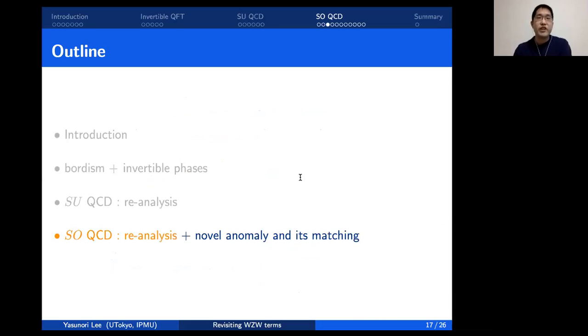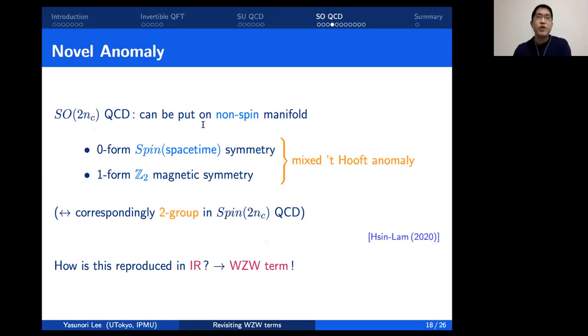So far, we have reanalyzed SU and SO QCDs, but for SO QCD, there's an additional interesting story involving a novel symmetry and the anomaly associated to it. So I will discuss this novel anomaly and its matching for the rest of the talk. And from now on, we take the number of colors to be even. So we consider SO(2n) QCD. In these cases, as I will explain later, QCD can actually be put on non-spin spacetime manifolds, even though the theory contains fermions.